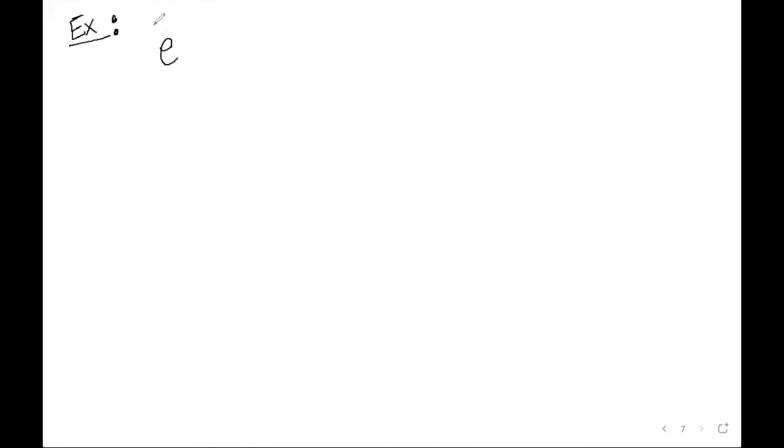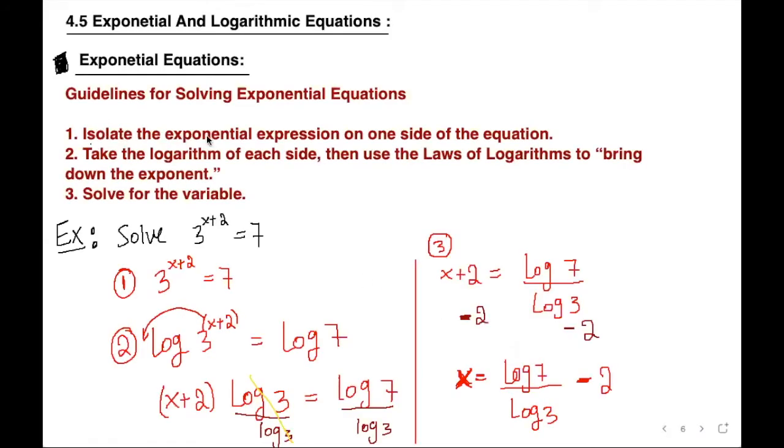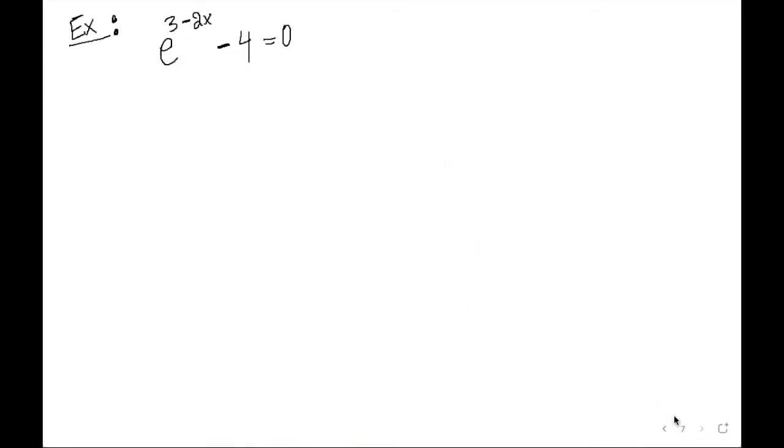e to the power 3 minus 2x equal 4. Or no, not equal 4. I make it like here minus 4 equal 0. So the first step here, isolate the exponential expression on one side. So I need these things.